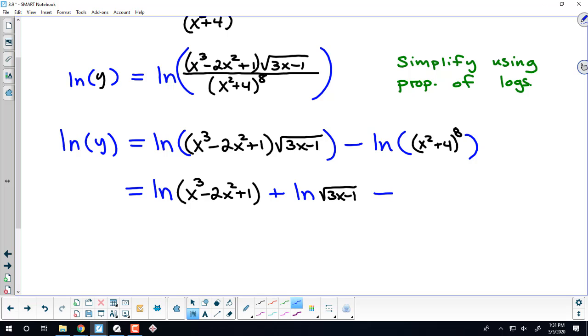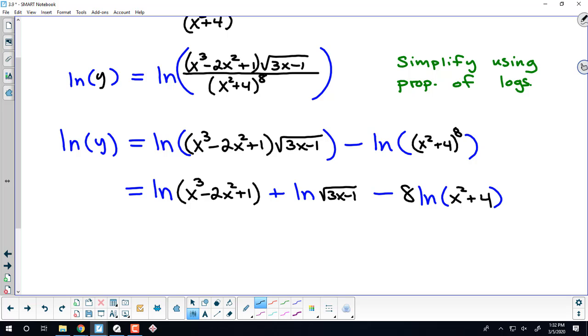Minus, what can we do with the natural log of x squared plus 4 to the 8th? Bring the 8 to the front. So we'll have 8 times the natural log of x squared plus 4. So we're done with that one. Once you have the log of a sum or difference of things, you can't do anything with that. Same thing with the log of our cubic thing here. It's the log of something plus something else. There's nothing we can do with that. So unfortunately, we do have to leave that alone. We've left the last term alone.